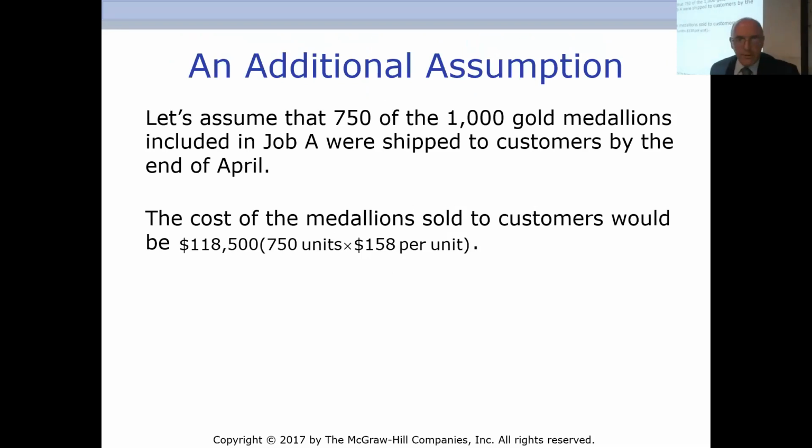Let's assume that 750 of the 1,000 gold medallions included in Job A were shipped to customers by the end of April. The cost of the medallions sold to customers would be 118,500. That's 750 times 158 per unit. What happens to the 250 that were not sold? Where does that number show up? That would be in May if they sold them. It would be in the ending inventory for April, right? Because it's a product cost, you don't deduct it until the product is sold. So that other 250 times 158 would be part of ending inventory for the current month.